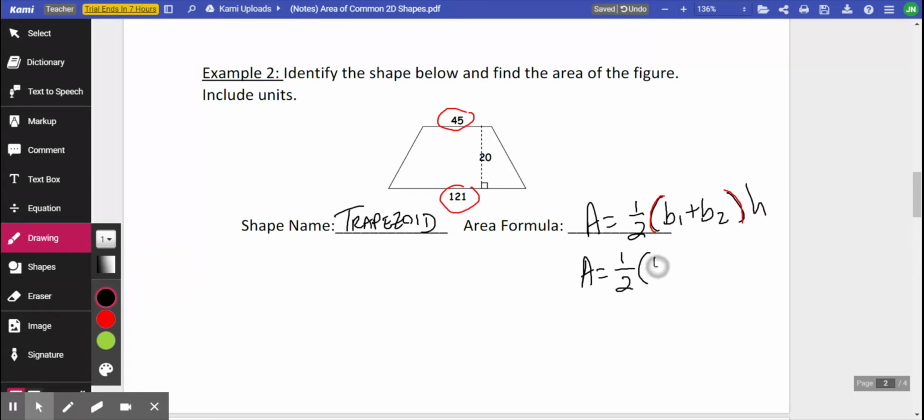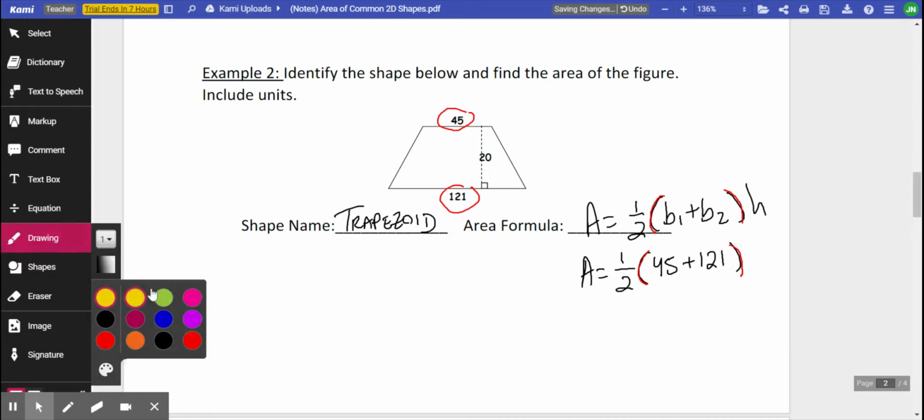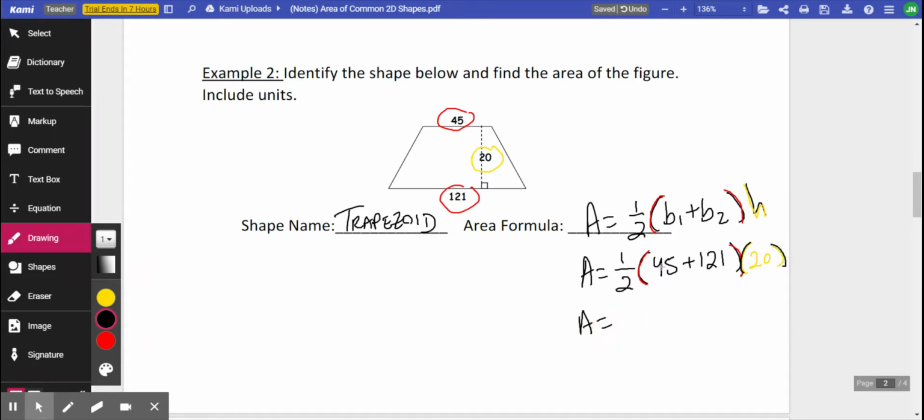So in this case, the two bases are 45 and 121. We're going to be adding those two bases together. Once you're done with that, divide it by 2 and then multiply by the height, which in this case is equal to 20. So I'm going to be multiplying this value by the number 20. Okay, the order doesn't really matter. You can go ahead and just do the inside first and then multiply by 20 and then divide, or you can add the inside first and then divide by 2 and then multiply by 20. However you decide to do it, as long as you do the parentheses first, you should get the same answer.